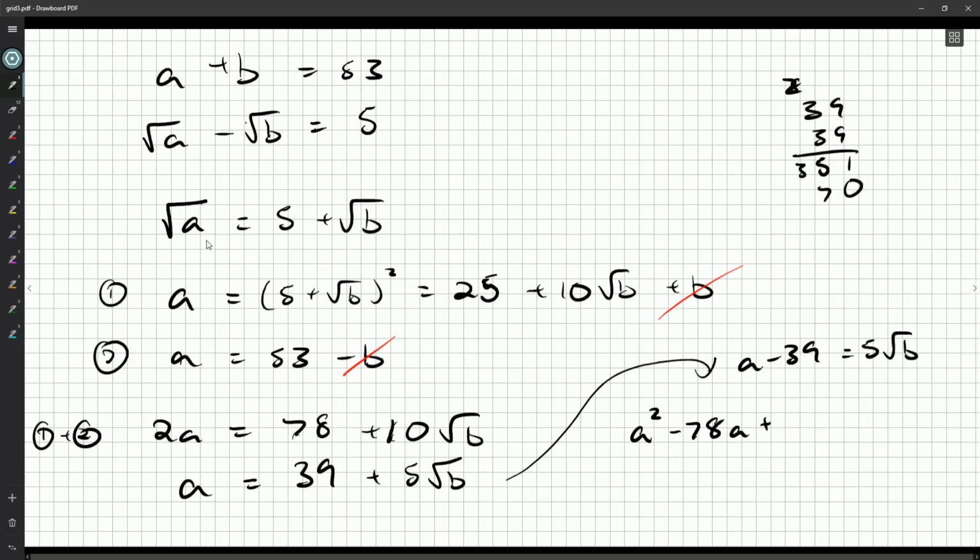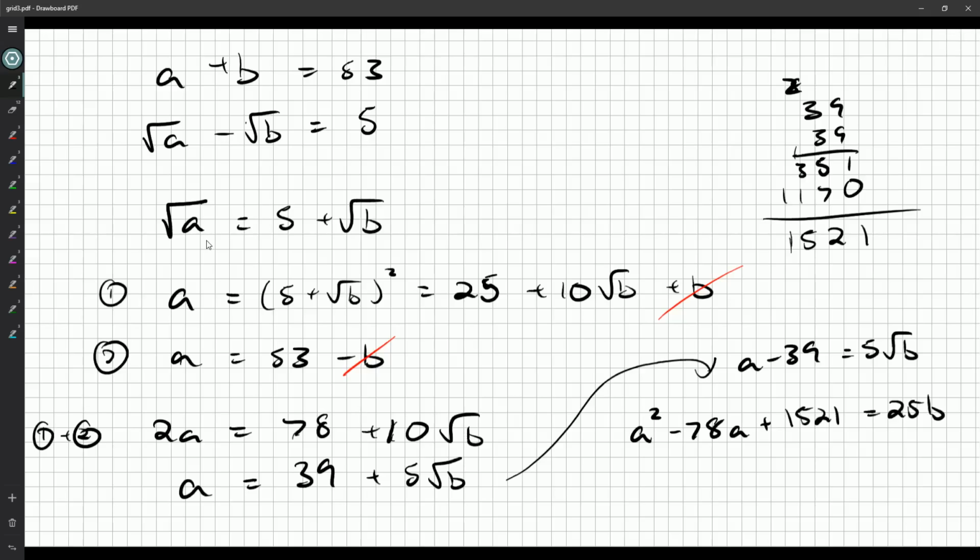7 2, and 1, 1. So 1, 2, 1, 5. Okay, yeah, I believe that, because 40 squared would be 1600. So, okay. So plus 1521 is equal to 25b. And I guess this could get me to solve for b, and then I'd get a big quadratic in terms of a.